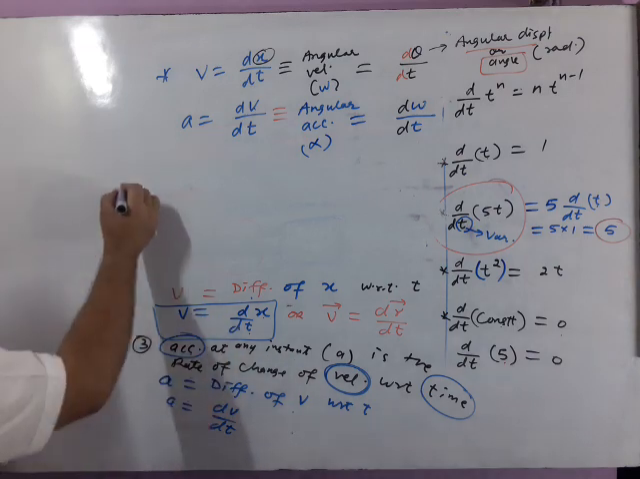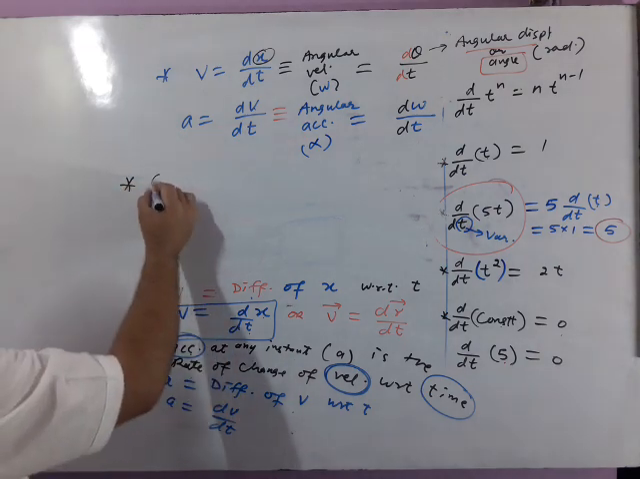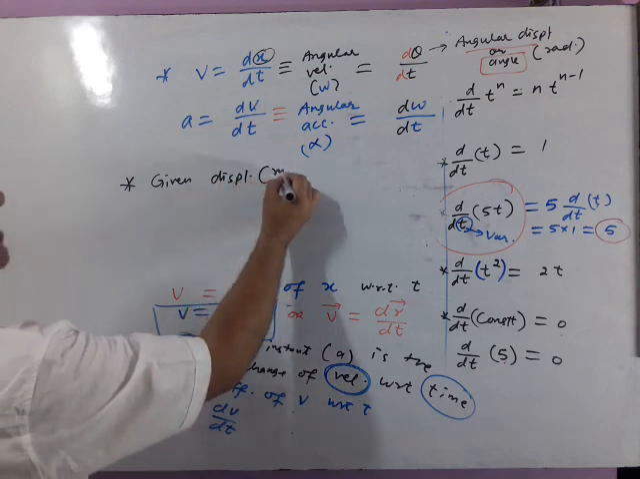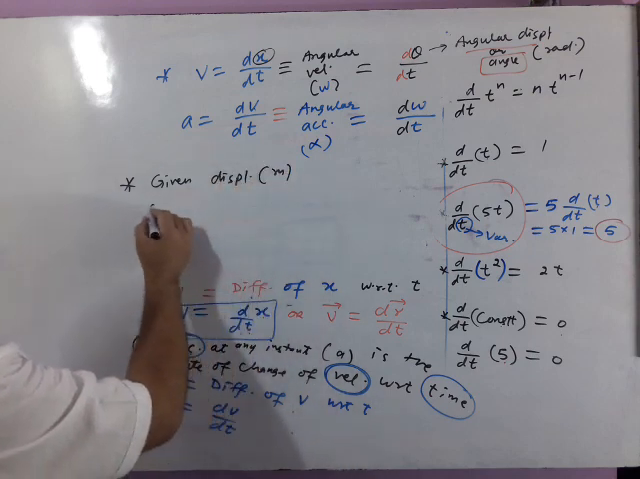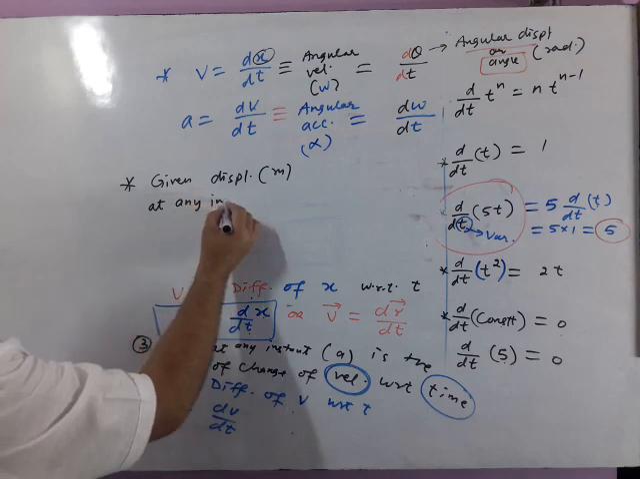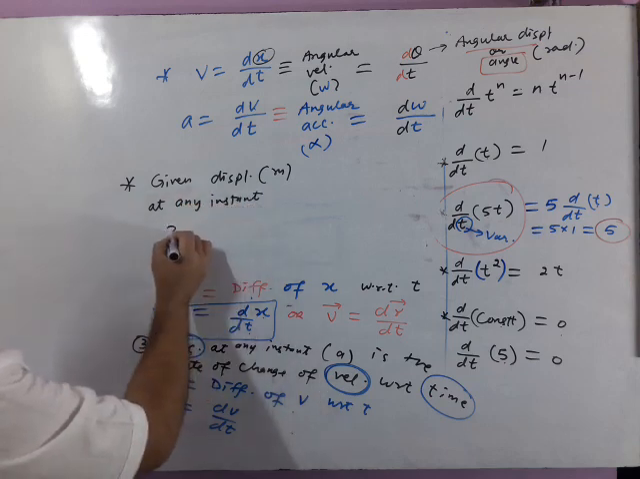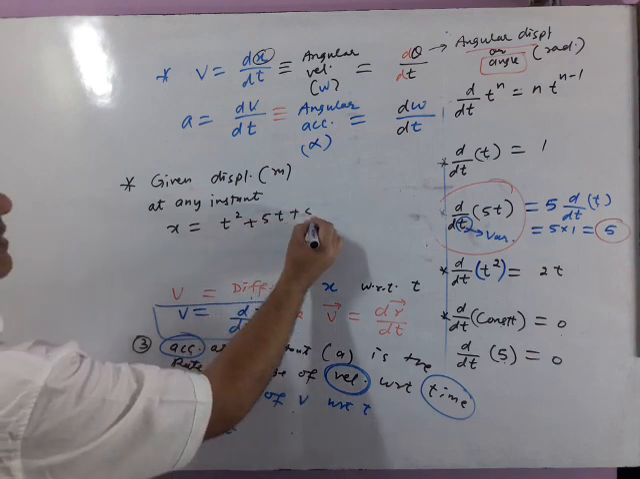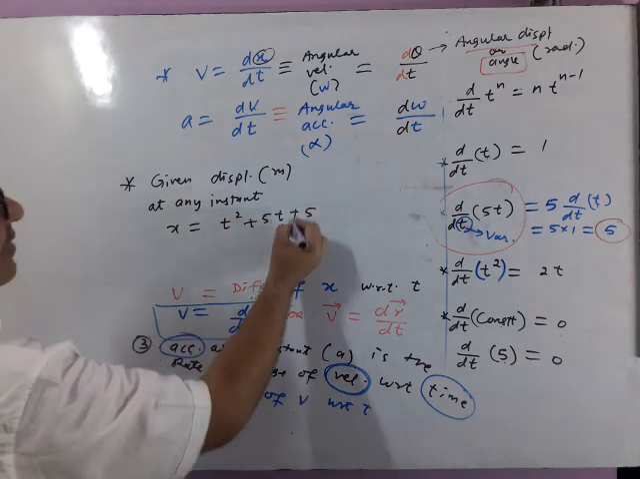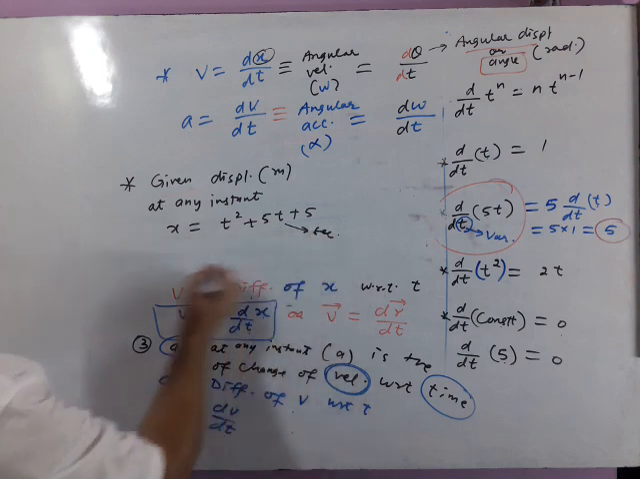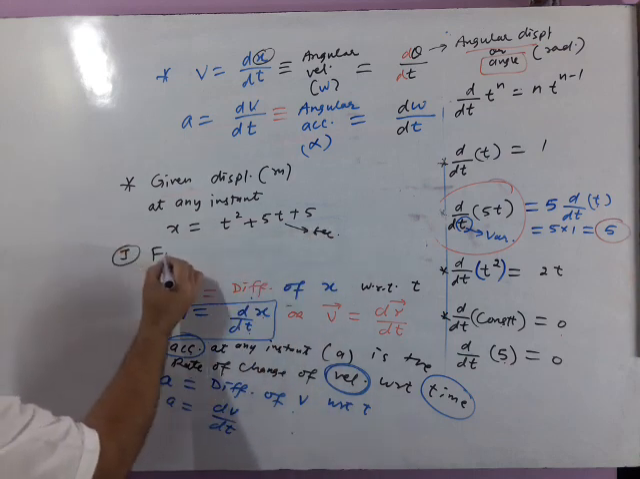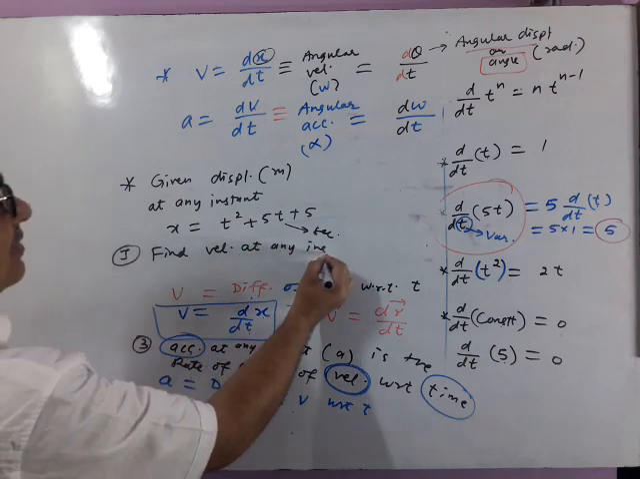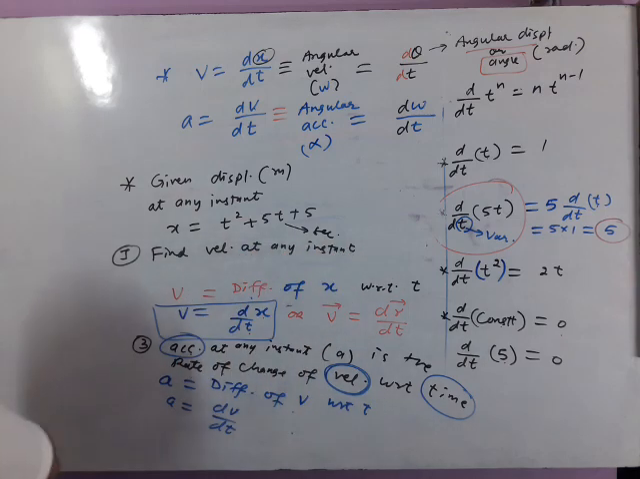See some numericals. You are given displacement in meters at any instant. That displacement is t square plus 5t plus 5, and time is given in seconds. Now question number 1: find velocity at any instant, or instantaneous velocity.